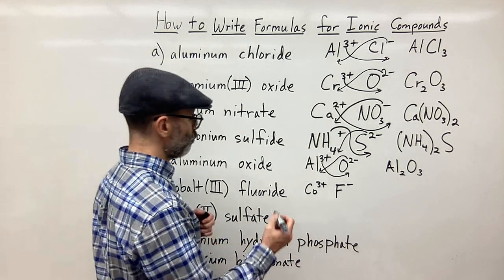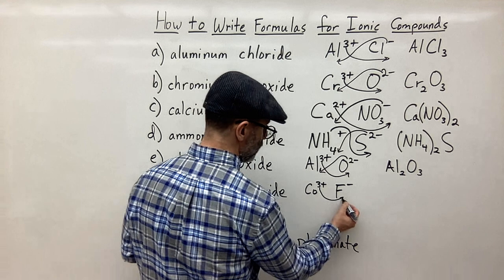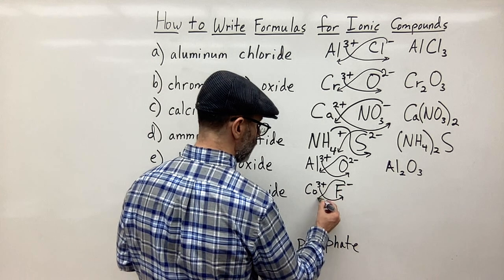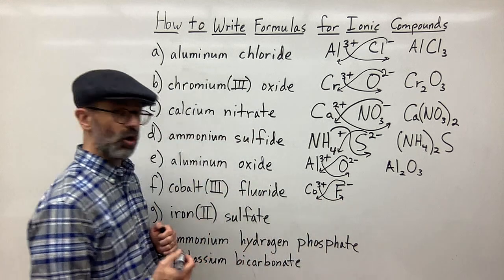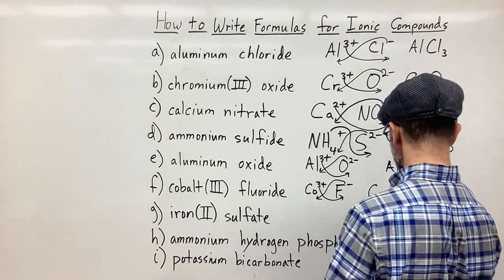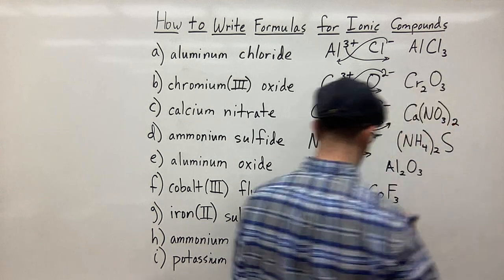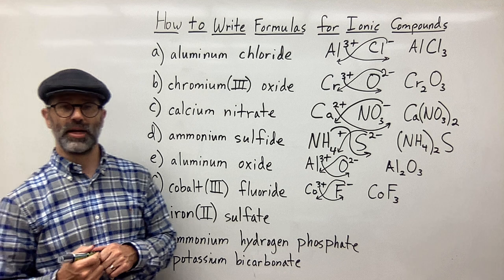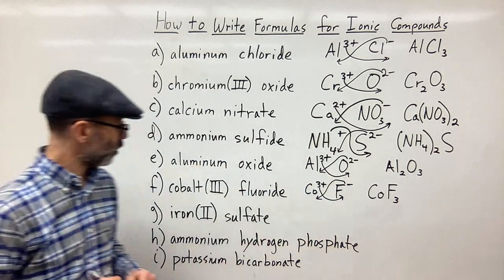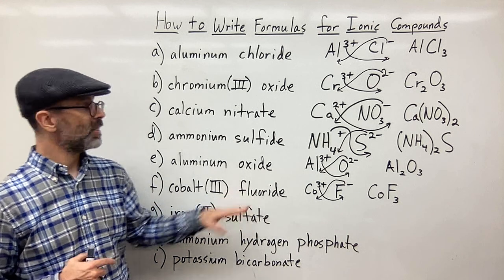And now we do the crisscross method. So the 3 goes as a subscript for the fluorine, and the 1 here becomes a subscript for the cobalt. We don't write 1s, so this is going to be Co, and then the 3 for the fluoride ion. And there is the formula for cobalt(III) fluoride.